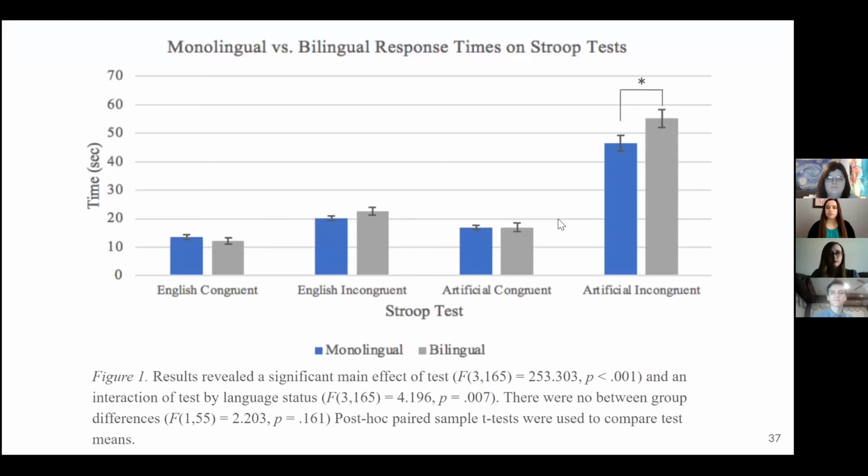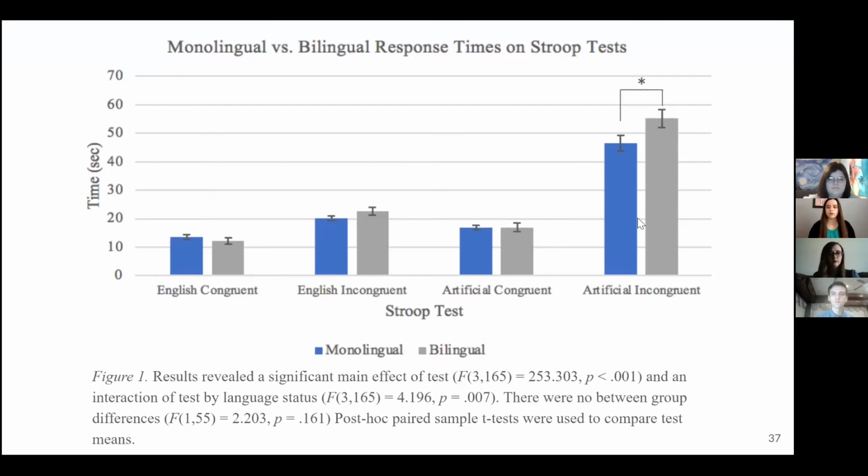So in this graph, this one is looking specifically at the chart that we were just looking at, and you can see that the artificial incongruent test was where that significant main effect was coming from. All of this is just saying that the bilingual individuals took a little bit longer compared to the monolingual individuals on this specific Stroop test.